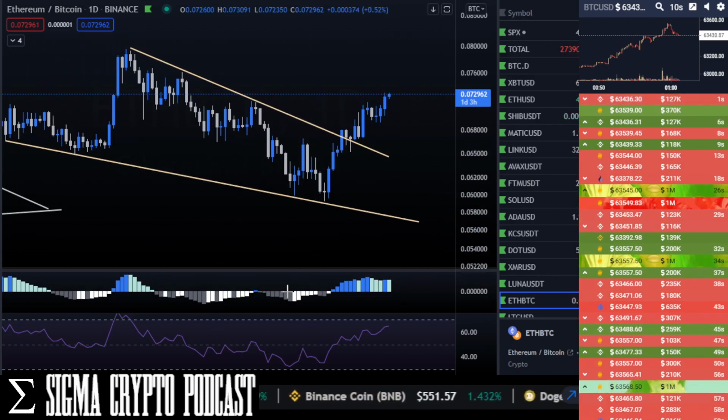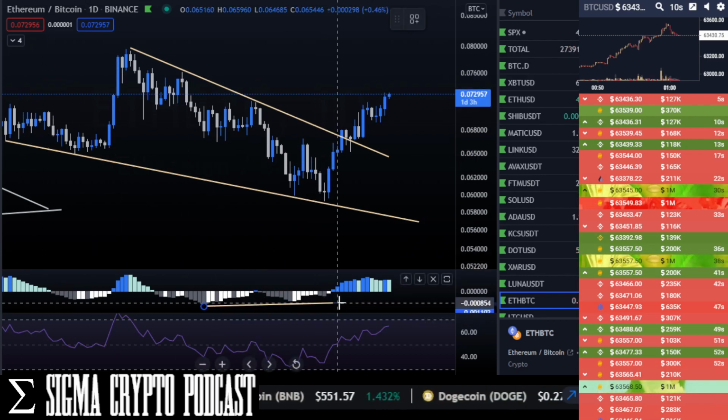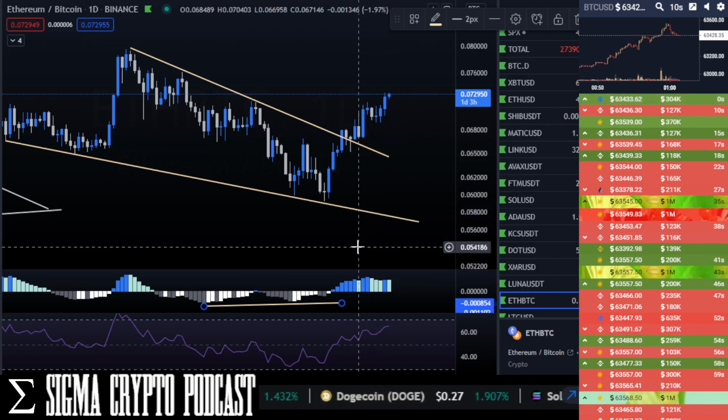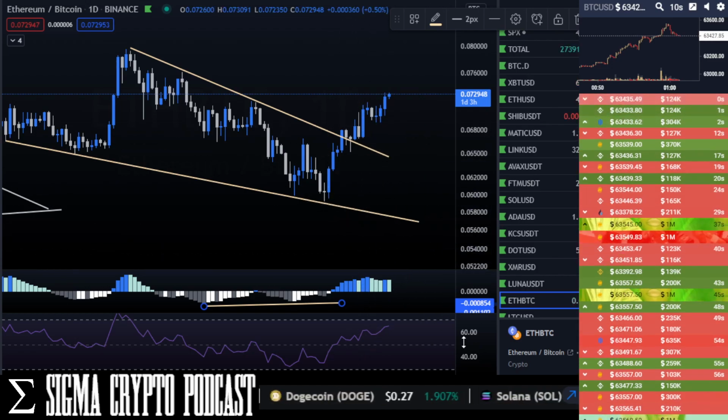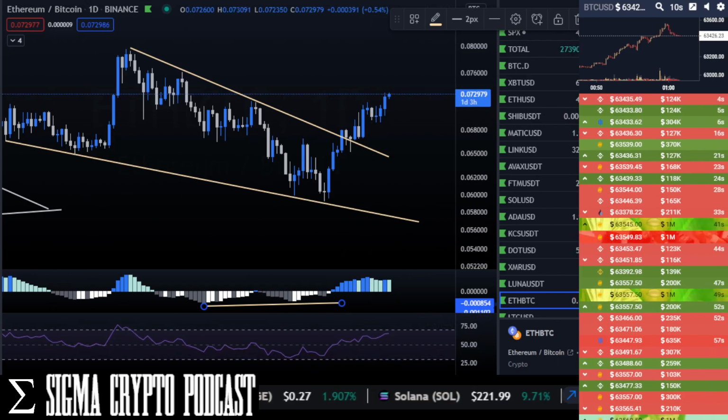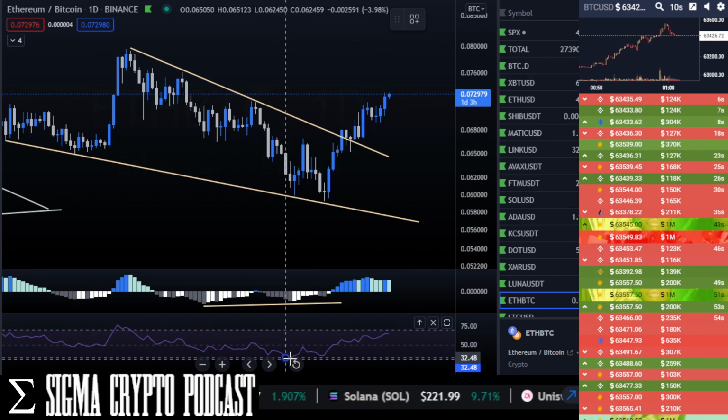Break out of a falling wedge. What do you guys see here? Bullish divergence. So of course, you're gonna see even bullish divergence on the RSI. Yeah, you do see it here on the RSI too.